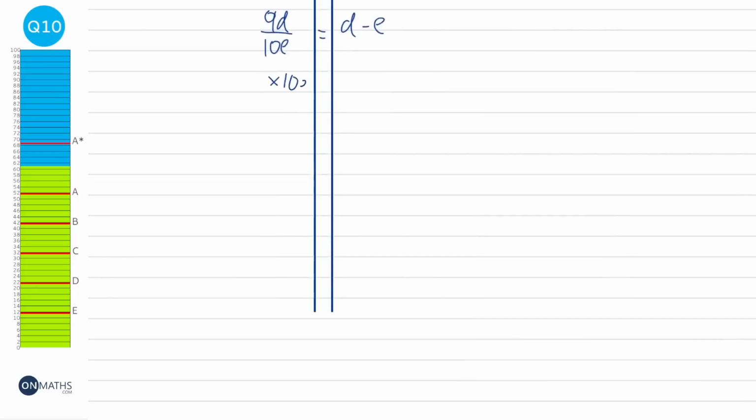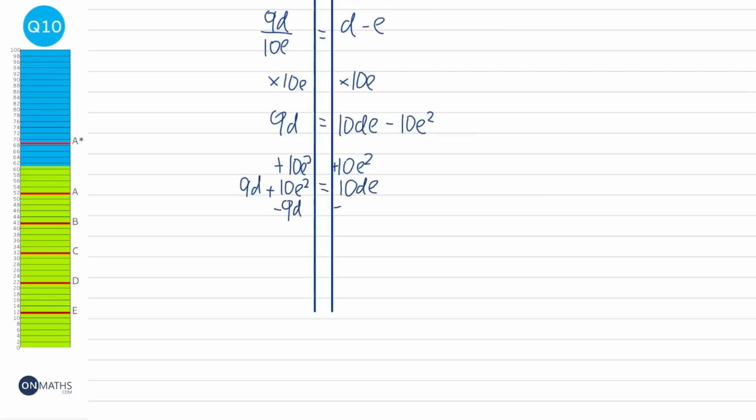So I'm going to start by timesing both sides by 10e. That'll be 9d equals, and then 10de minus 10e squared. So I'm going to have to add the 10e squared to both sides. And I want to get the d's on the same side, so I'm going to minus the 9d both sides. We've got 10e squared equals 10de minus 9d.